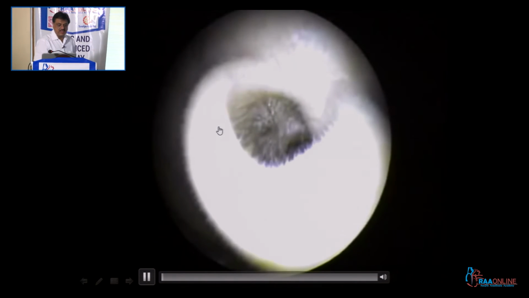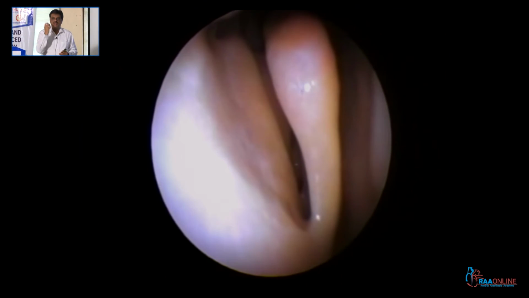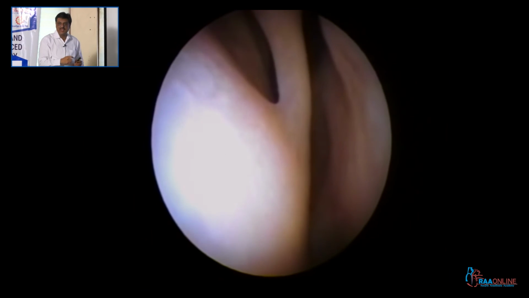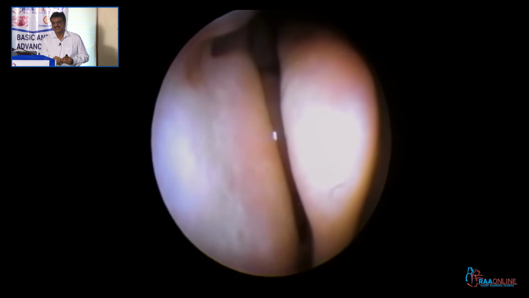Just identify this anatomy. First, what is this? Which is right nostril or left nostril? Patient is in front, you are doing from the front, or you are doing from the head end. How will you identify? How will you judge? That is the most important thing. Can anyone identify this? Right or left?